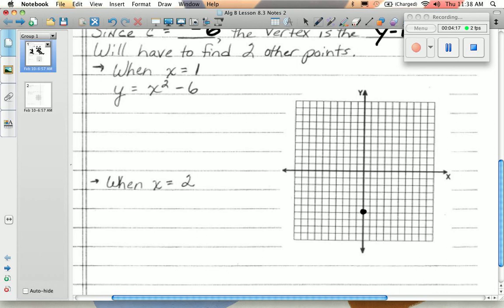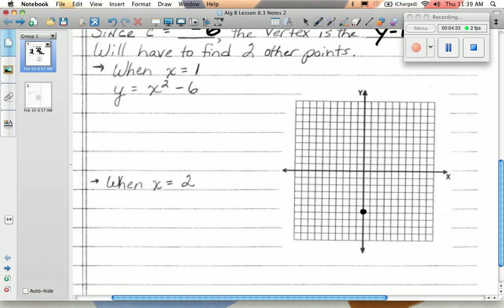Now what we have to do is pick an x value either to the right or to the left of that, and find out what our y value will be for that one. Graph that point, reflect it. Okay, so let's start.